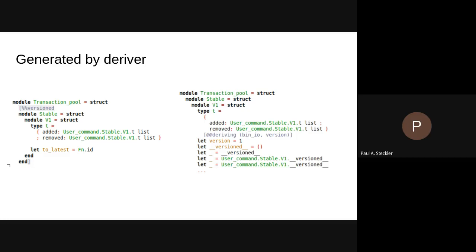Then we have the marker for this module. We have a definition which refers to that marker, so we don't get errors like you've defined this value but you haven't used it. And then the two version types that appear within the definition for add and remove are the same. They're User_command.Stable.V1.t. So we generate two identical definitions that refer to that marker for that particular module.